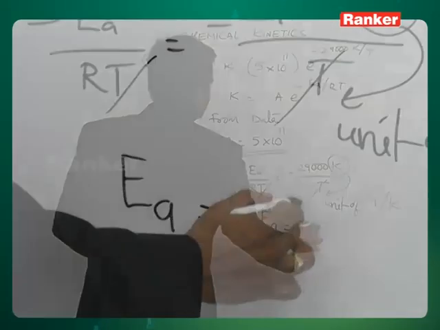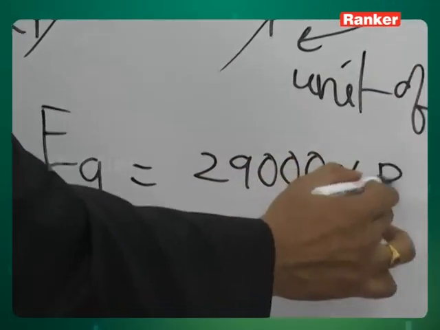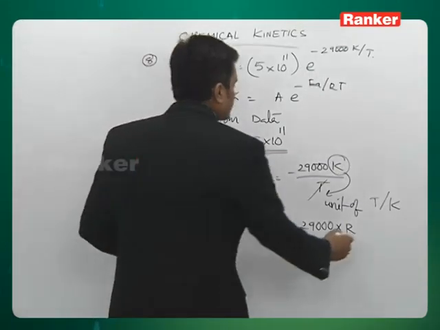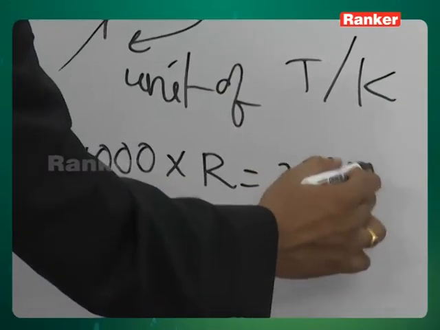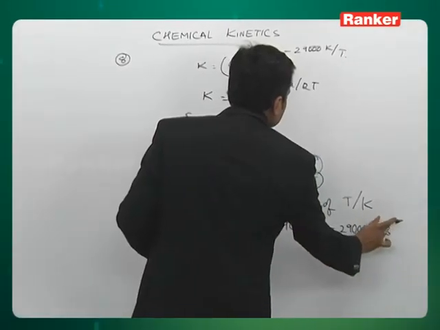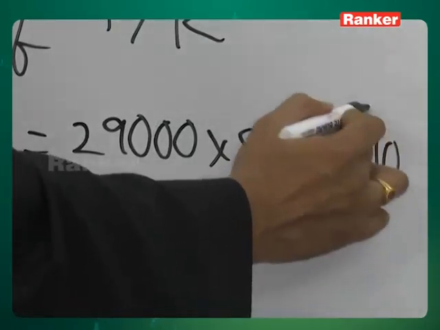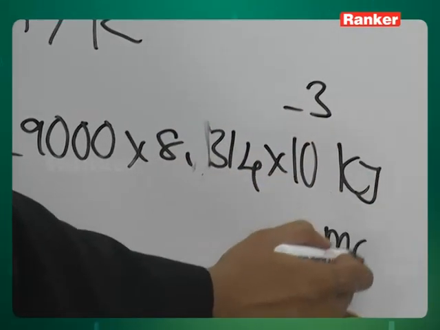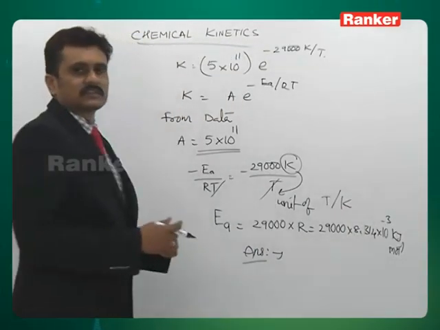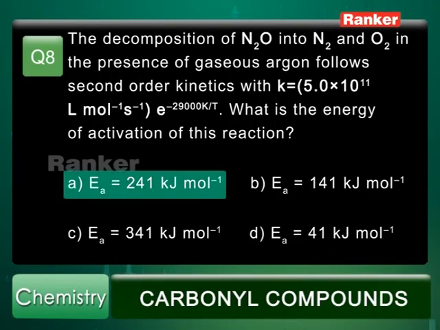So as I told you, depending upon the units of this R, you are going to get your answer. This time I am going to take R as 8.314 × 10^−3 kilojoule. So when I substitute this in kilojoule per mole, the answer for this question is 241 kilojoule per mole. That is option A is correct for the given question.